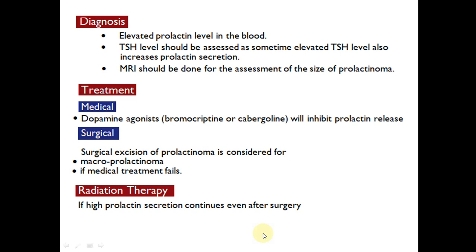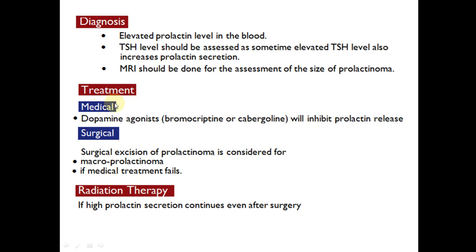Now, to make a diagnosis of the prolactinoma, we look for the signs and symptoms, and we measure the prolactin level in the blood, and in conditions of prolactinoma, there will be hyperprolactinemia, a high level of prolactin in the blood. Since we know that TSH also promotes the secretion of prolactin, in patients with prolactinoma we also measure the TSH level. We do imaging techniques like MRI to assess the size of the prolactinoma, whether it is a microadenoma or a macroadenoma, that will exert its effects due to the presence of a mass of tissue in the sella turcica.